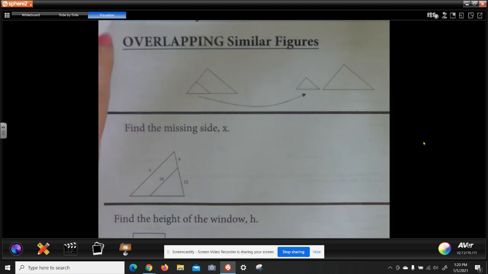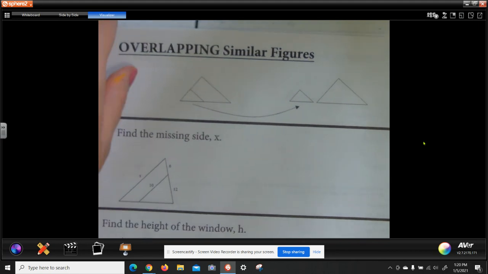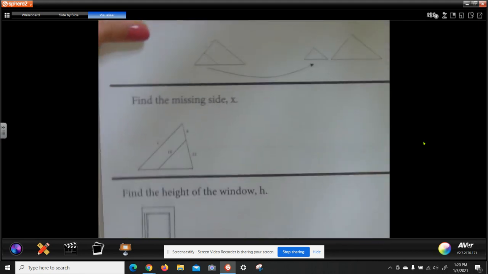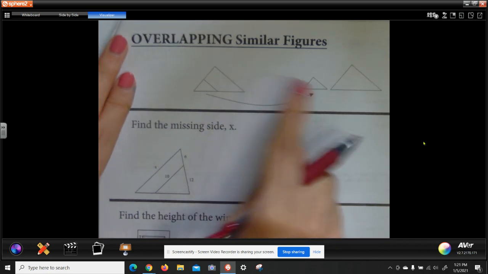Okay, so for today's lesson, boys and girls, we are on page 5 of week 17, similar figures. And there's two last things for this week's lesson. We're going to go over overlapping similar figures. Now, the way to work it out will be the same, matching your corresponding sides and setting up your proportion. But however, we need to draw them separately.